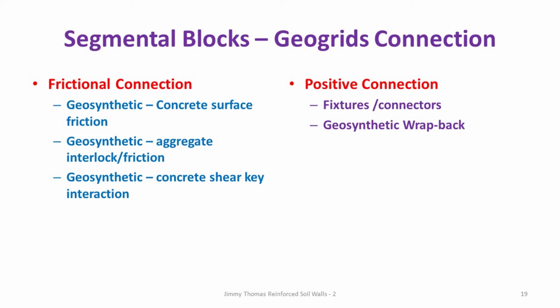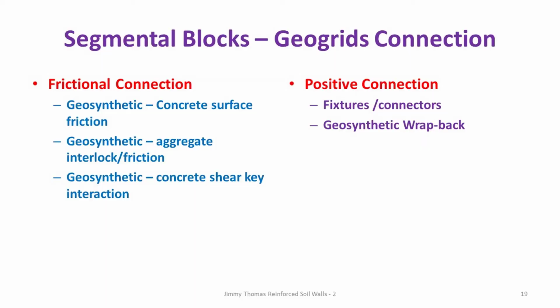In the case of segmental blocks, which are used with geogrids or even geotextiles, there are two possibilities. One is a frictional connection. This means the reinforcement is just put between the layers of blocks. Or we can have a positive connection. Here there are different mechanisms. Basically one is friction between the geosynthetic and the concrete block surface. Then some blocks are hollow with aggregate infill, so there is interlocking or friction between the geosynthetic and the aggregate.